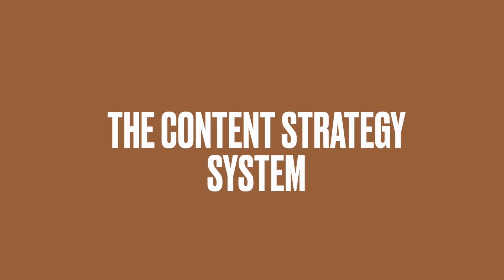Introducing the Content Strategy System. I'm going to share my content strategy system that includes 4 components that work together to create a sustainable content strategy. Component number 1, content pillars. These are the 3 to 5 main topics you will rotate through. Think of content pillars as the foundation of your content strategy.